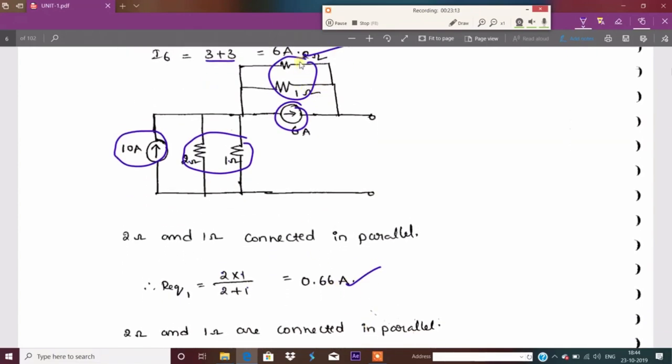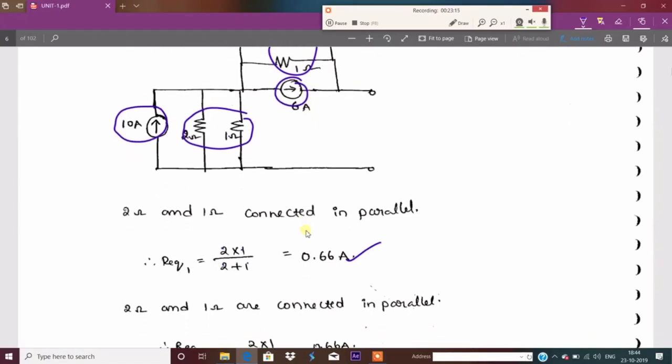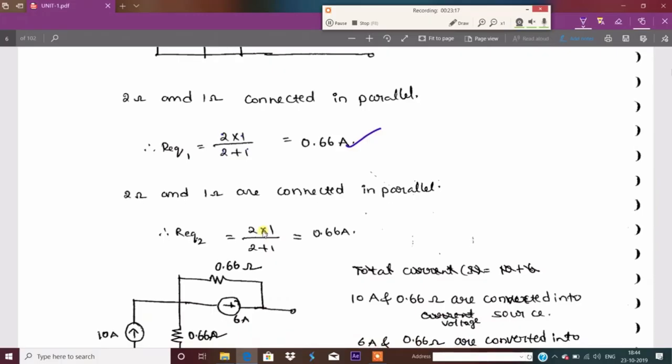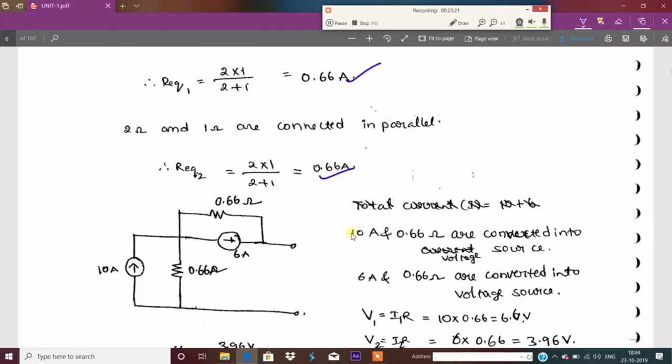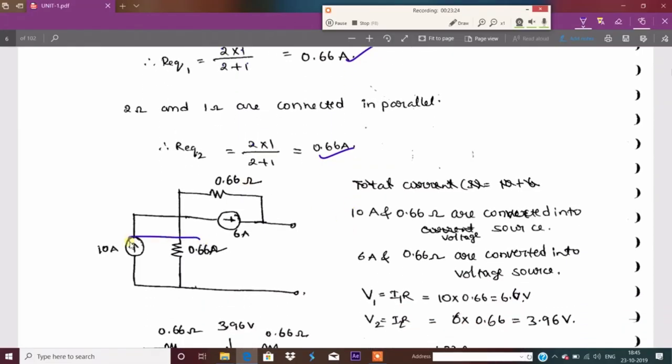As well as this 2 and 1 connected in parallel, 2 into 1 by 2 plus 1, that is 0.66 amperes. Now these two are practical current sources.